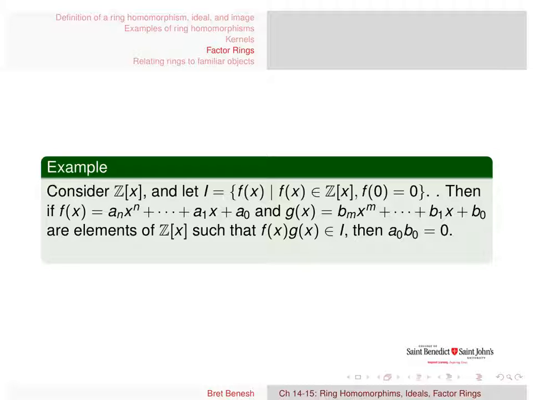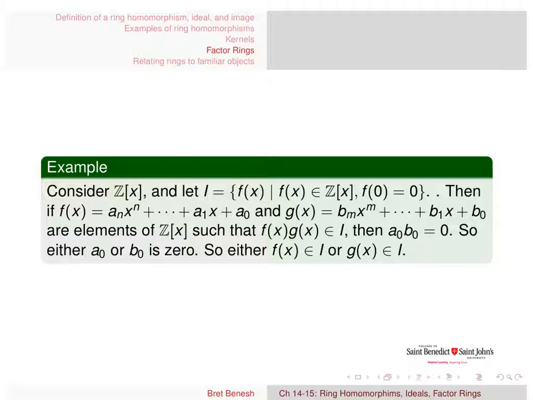So f and g are like this. Are there elements such that you multiply them together to give that? Then you have to have, because this is just talking about the constant term, when I multiply these two together, the constant term is going to be these two multiplied together. But Z doesn't have any zero divisors. So if I have an integer times another integer equaling 0, one of them had to be 0 already. Which means that if a is 0, f was already in I. If b is 0, then g was already in I.